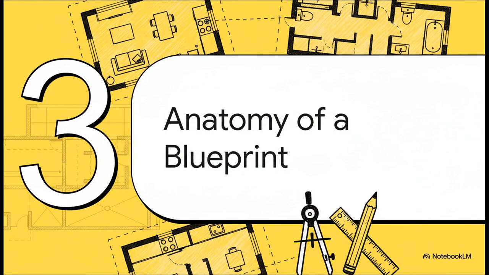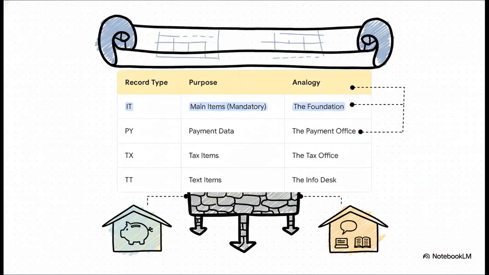Okay, so if we're the architects, what can we actually put in this blueprint? What are the different rooms and features we can design? Let's dive into the anatomy of a BIT class. At its core, the blueprint is built from four main parts, or record types. The first one, IT for main items, that's the foundation of the house. It's mandatory. You literally can't build anything without it. Then you get to add the optional rooms depending on your needs. Need to handle credit cards? You add a PY room for payment data. Have to deal with pre-calculated taxes? You build a TX room. And for any extra notes or descriptions, you've got the TT room for text.